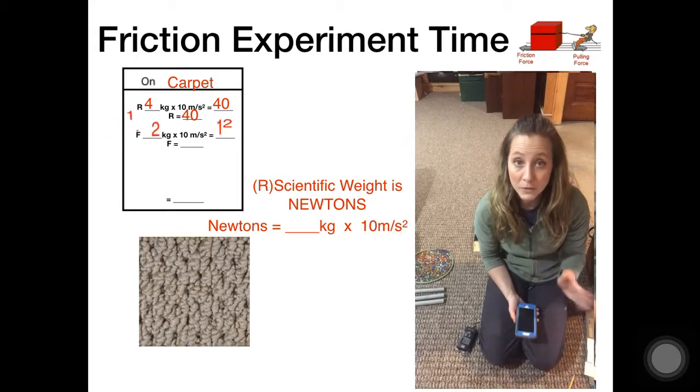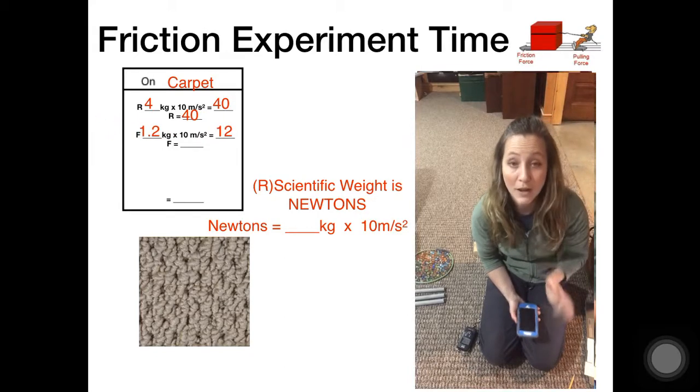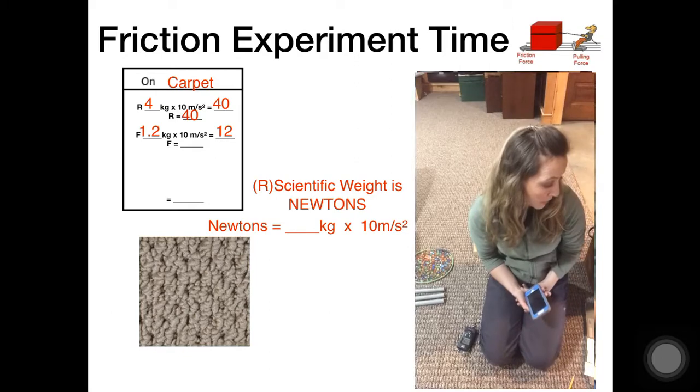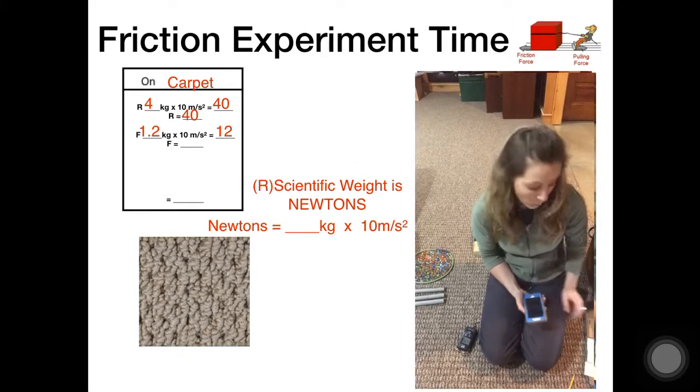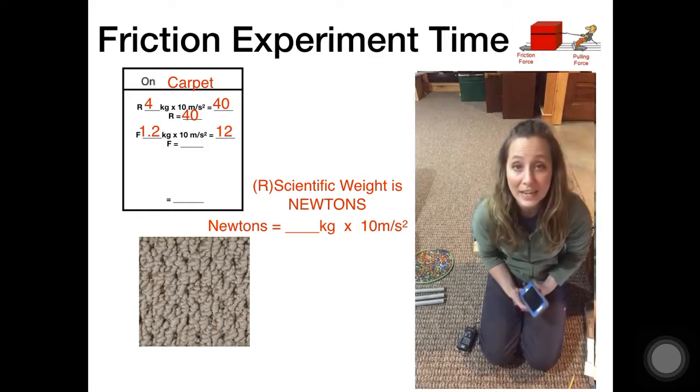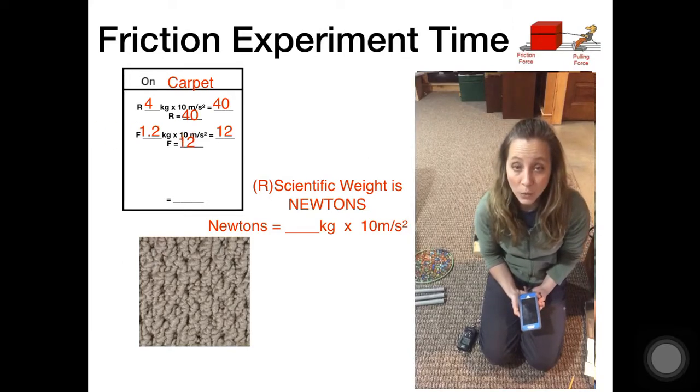So, because we're just moving that decimal over just one spot. So 1.2 kilograms times 10 equals 12. So you can go ahead and fill that in, and F equals 12.